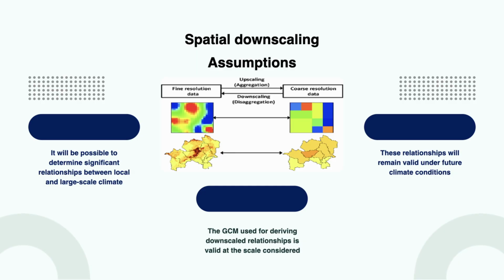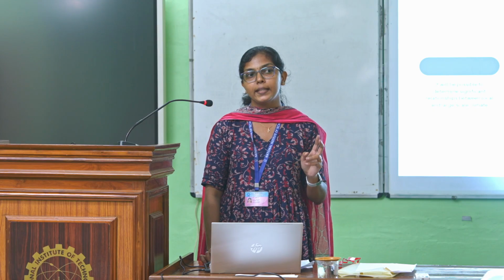This spatial downscaling is based on mainly three assumptions. First, it will be possible to determine a significant relation between local and large scale climate. The second assumption is that the GCM used for deriving the downscaled relationship is valid at the scale considered. And the third one is that these relationships will remain valid under future climate conditions.